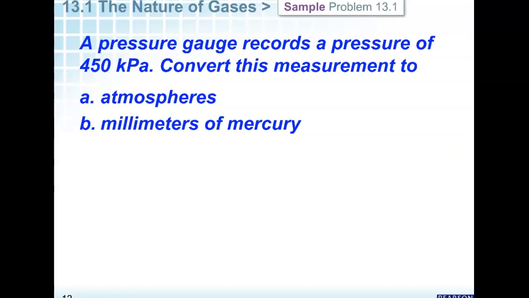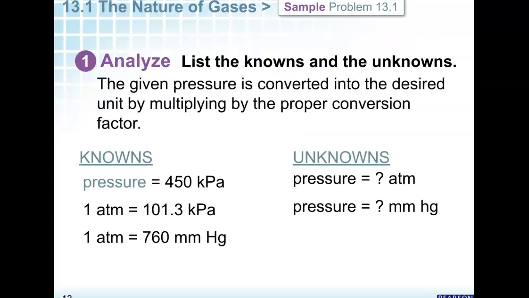So I've just made this in a little easier way to see it. So we're going to do two separate calculations. So the book company says it's a good idea to set up your list of knowns and unknowns. We know our pressure. We know that the pressure is 450 kilopascals. We also know some equivalents. We know that 1 atmosphere is equal to 101.3 kPa. We also know that 1 atmosphere is equal to 760 mmHg.